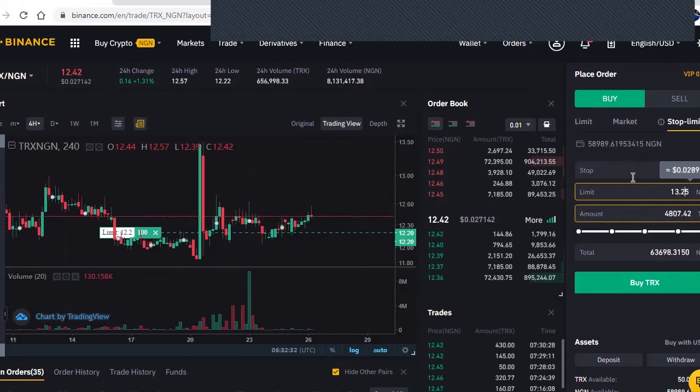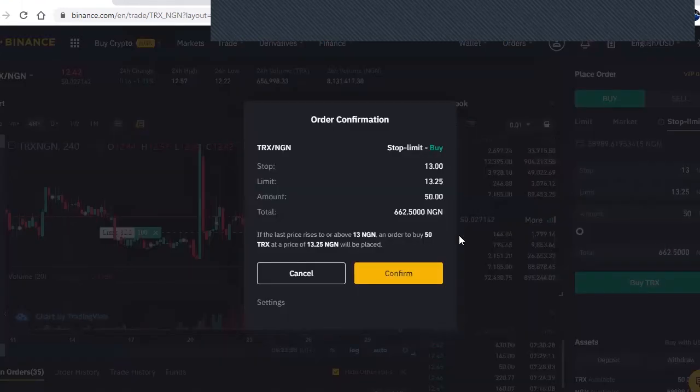Okay, so we are being smart. Once the market gets to 13 naira, then I want to place a higher order, so I can quickly take a position at this place. Okay, so you click buy. I'm buying 50. I click buy. You can see now, if the last price rises to or above 13 naira, an order to buy 50 trons at a price of 13 naira 25 kobo will be placed.